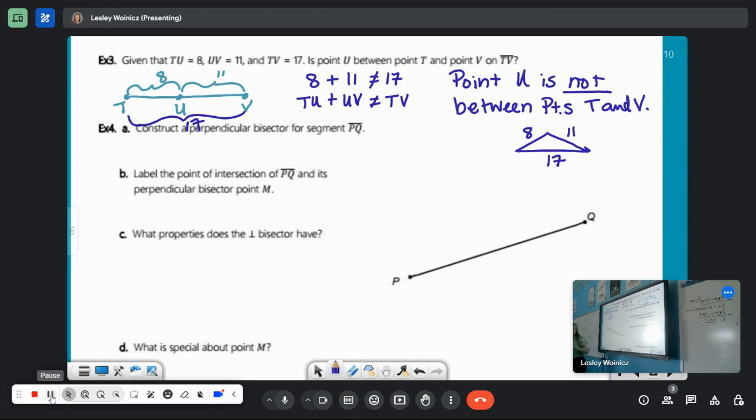Thank you. All right, we are going to do a construction. Compasses out, straight edges out. Get my own compass.